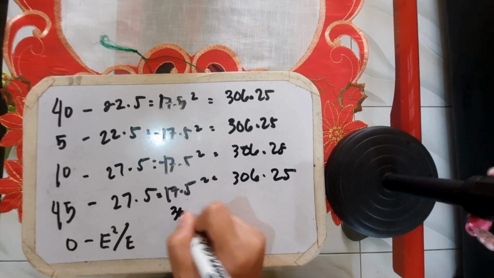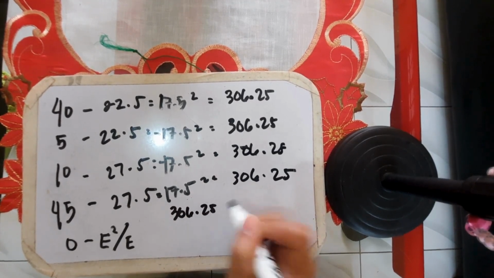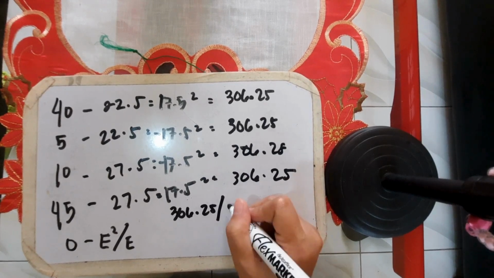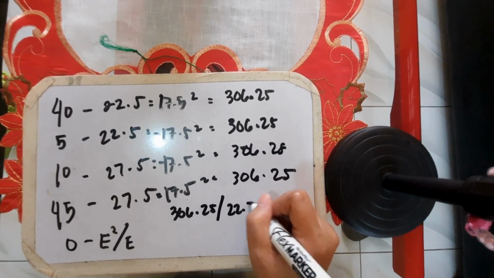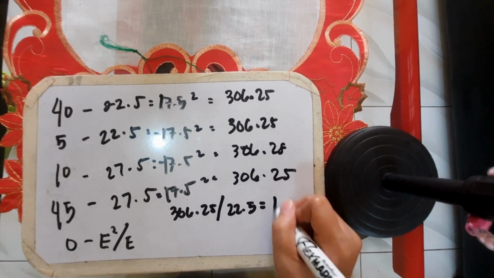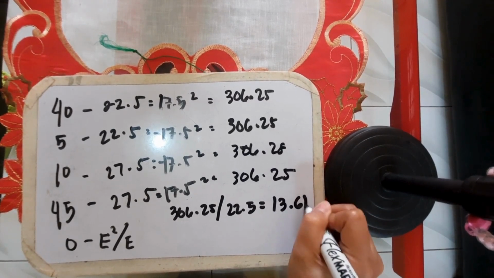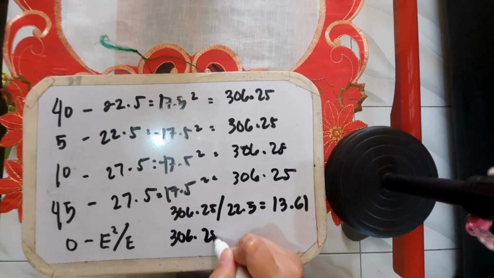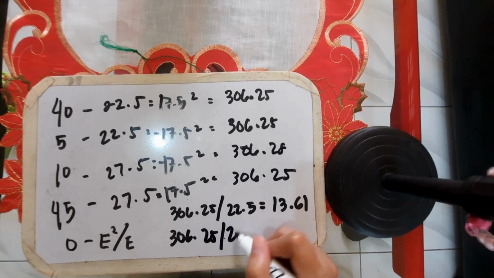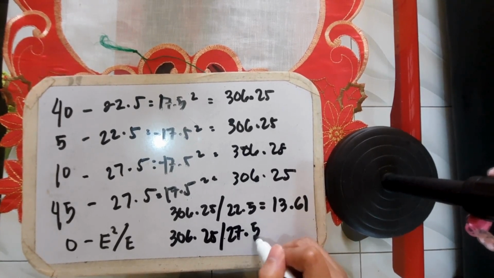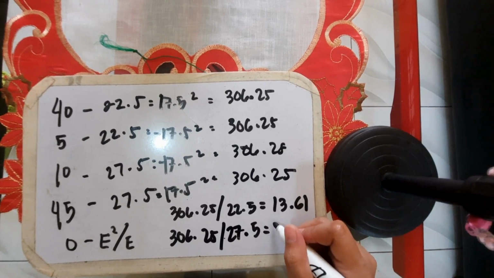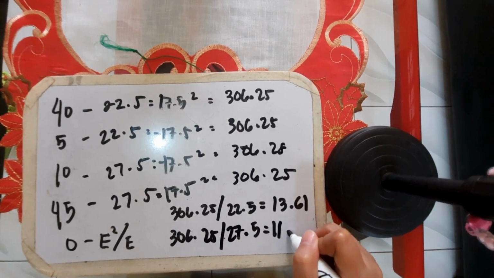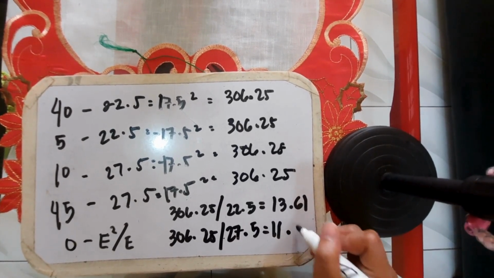So 306.25 divided by 22.5 is equal to 13.61. And 306.25 divided by 27.5 is equal to 11.14.